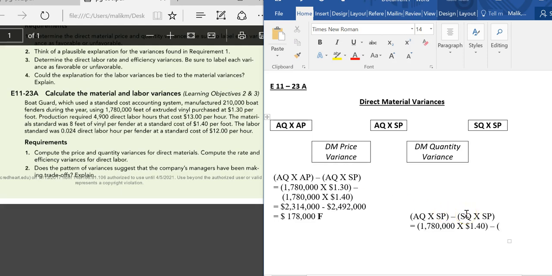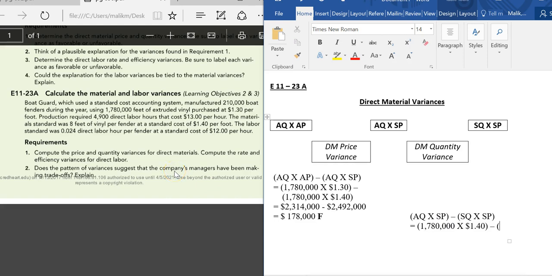Remember, for the third box we all have to use the standard quantity times the standard price. So we already know standard price is $1.40. Now what is the standard quantity? How do you calculate the standard quantity?